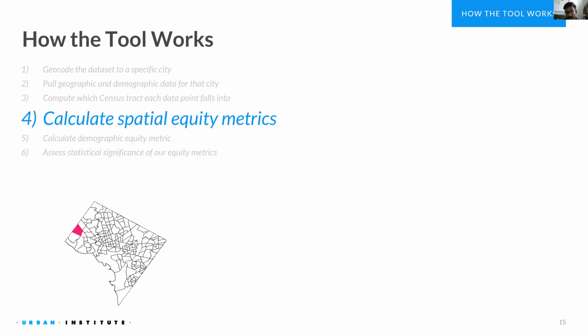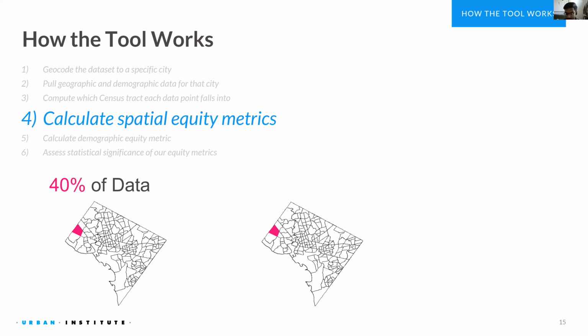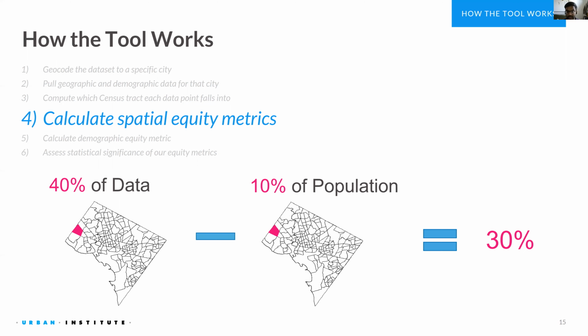But assuming we focus on this particular census tract in the upper northwest quadrant of DC, let's say that that particular census tract contains 40% of your entire data set. But according to census figures, that same census tract contains only 10% of the city's population. Then what the tool would do is simply take the difference between those two numbers, in this case 30%, and report that as the total overrepresentation of that census tract. In other words, the tool would say that that particular census tract is about 30% overrepresented in your data compared to the city's population.